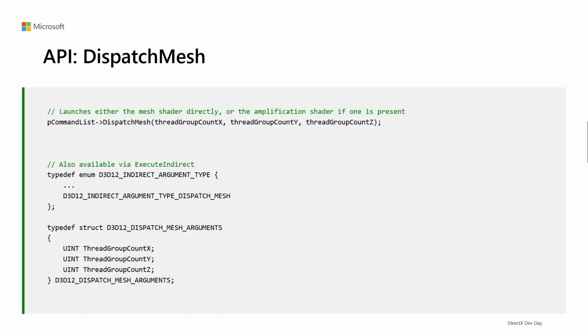You pass in the thread group count that you want, and if you don't have an amplification shader bound, it will just launch the mesh shader directly. If you do have an amplification shader bound, it will launch the amplification shader, which then decides how many mesh shaders it wants and proceeds to launch those. And execute indirect also has the support you would expect. So you can compute mesh shader dispatches on the GPU timeline and use this indirect argument type, dispatch mesh, to invoke those.